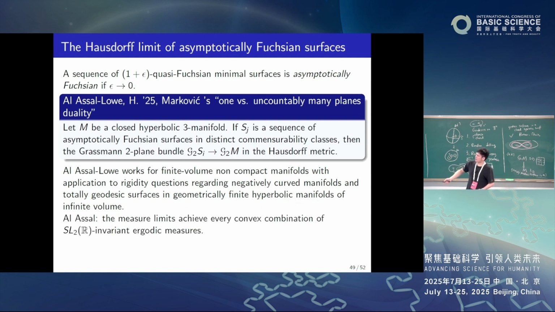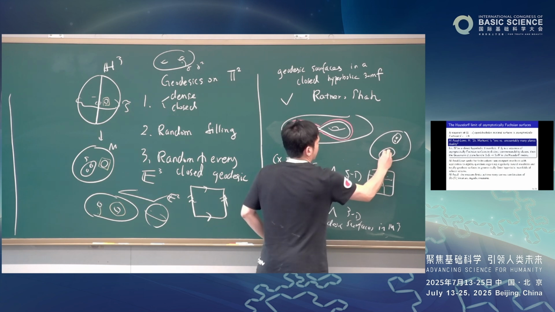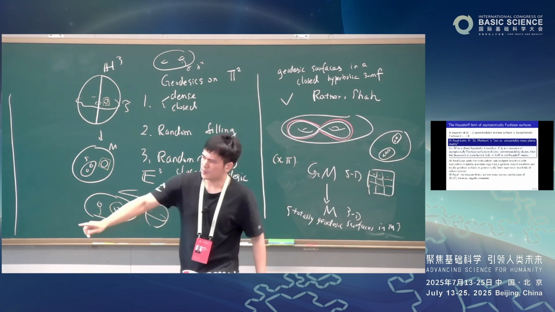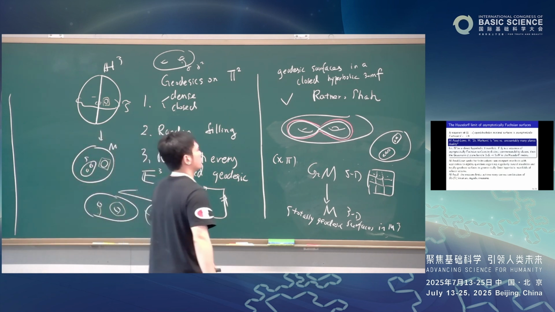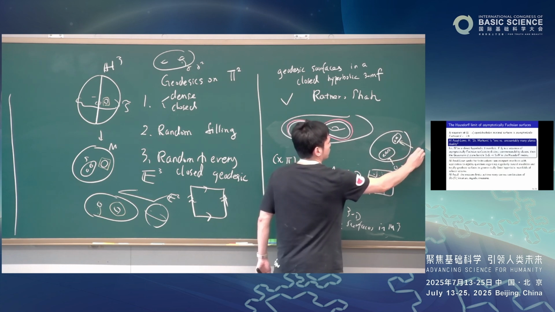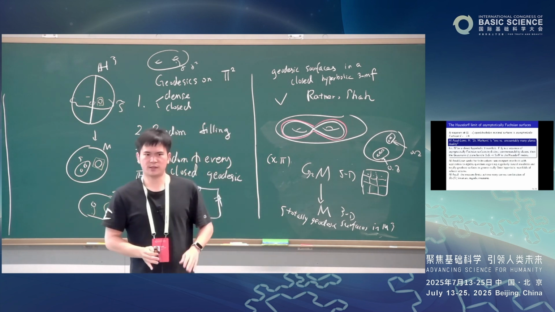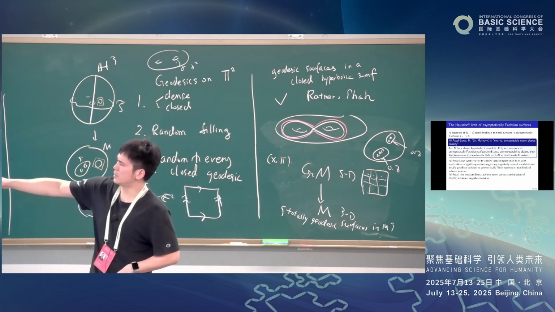And how about measure? Measure is the opposite. So Hausdorff limit is always dense, but measure limit is every convex combination of my ergodic measures. So if my manifold has 2 totally geodesic surfaces like this, then this paper can make sure your surfaces converge to maybe a portion of this measure plus a portion of that measure. So measure is everything. Right? Every convex combination of my ergodic measures. But Hausdorff limit is always dense.